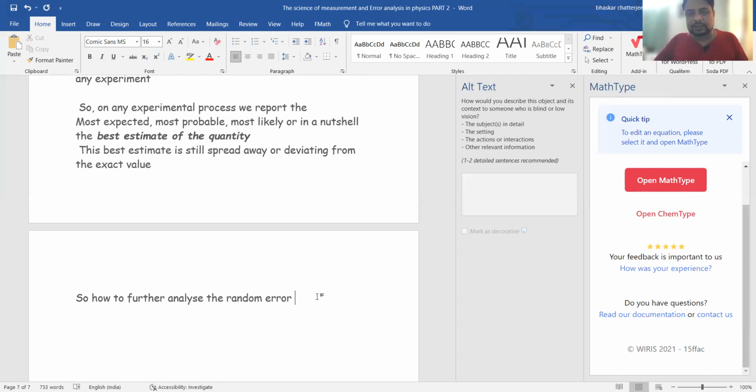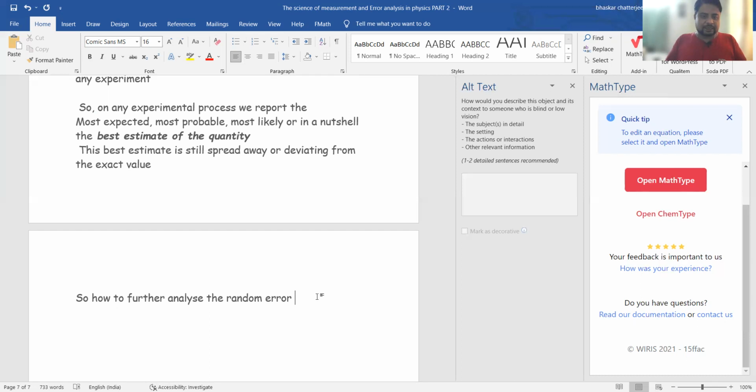These are the factors that affect these. You cannot control the air moving. Suppose you are taking the measurement and in the course of measurement you sneeze. So you have missed some oscillations, you have missed some recordings of time. You cannot avoid that.